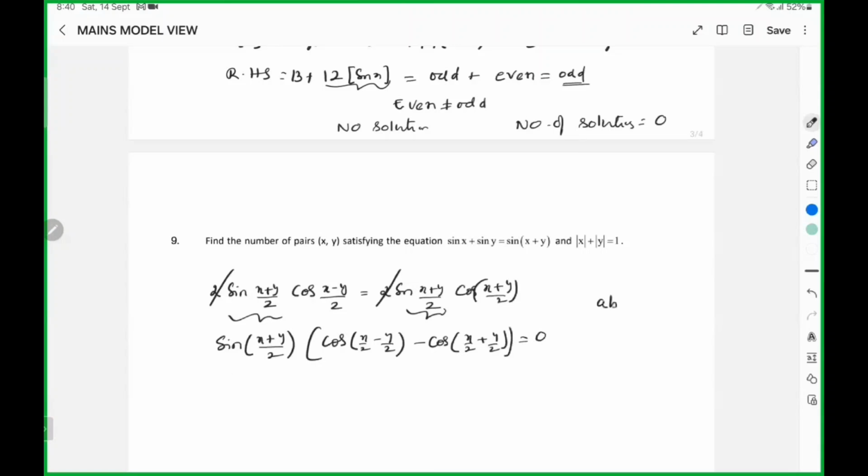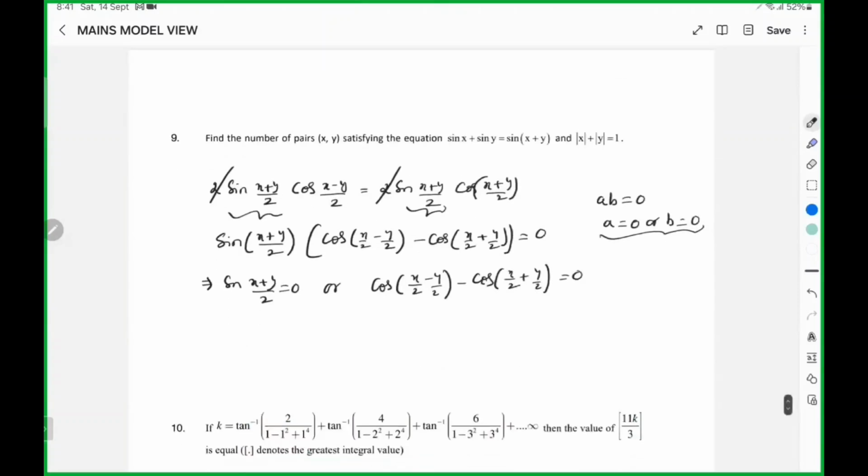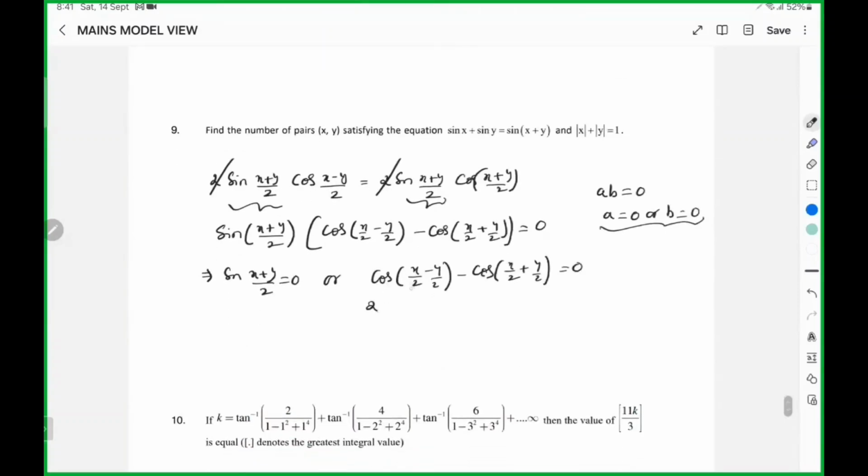So here product 0 means a0 or b0, not end. So from here I can say sin of (x plus y) by 2 is 0 or cos of (x by 2 minus y by 2) is 0. This you know. So using the result cos difference minus cos sum, from here I can say sin x by 2 is 0 or sin y by 2 is 0.